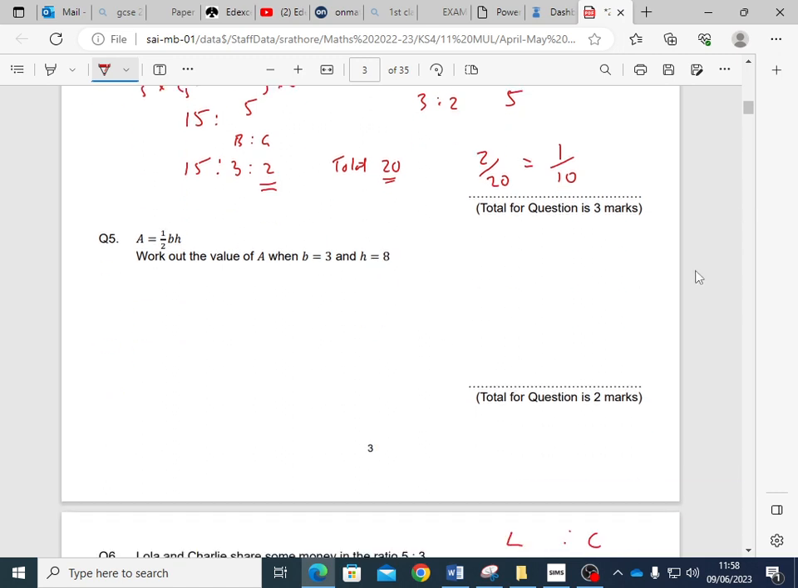This one's straightforward. This actually is the formula for area of a triangle, half base times height, so it's just going to be half. Base is 3, height is 8, 3 times 8 is 24, half of 24 is 12.